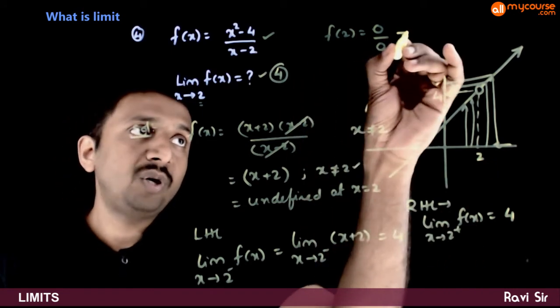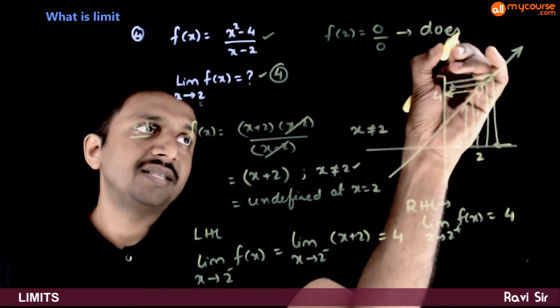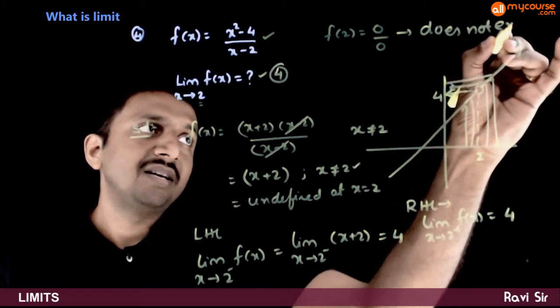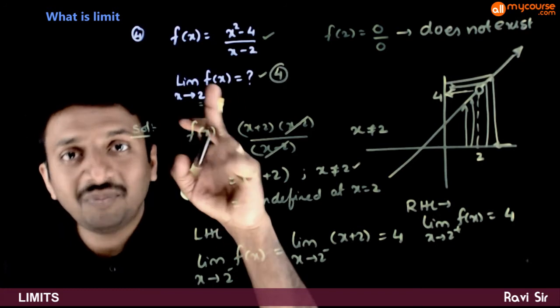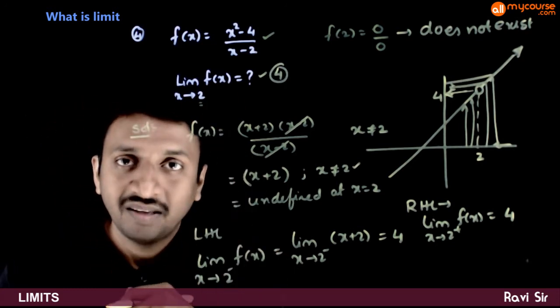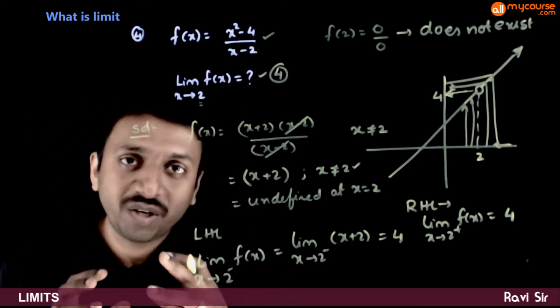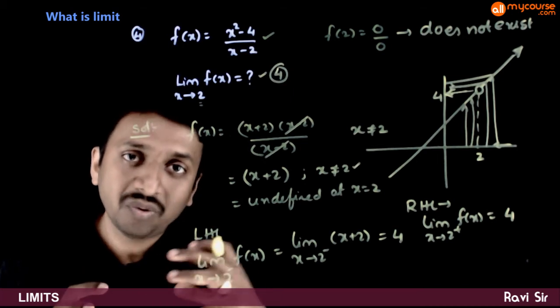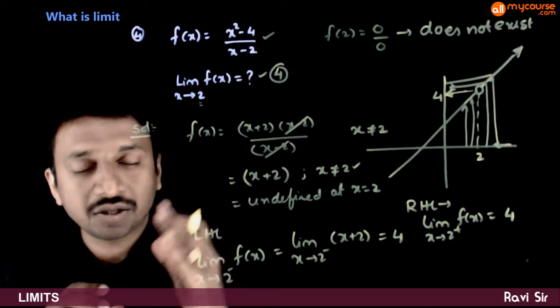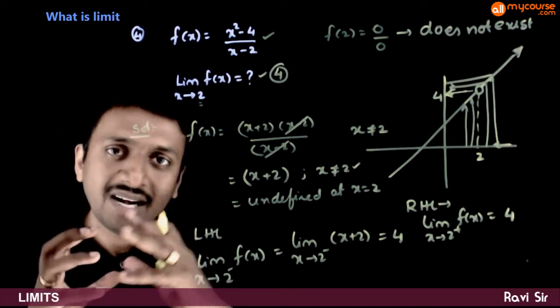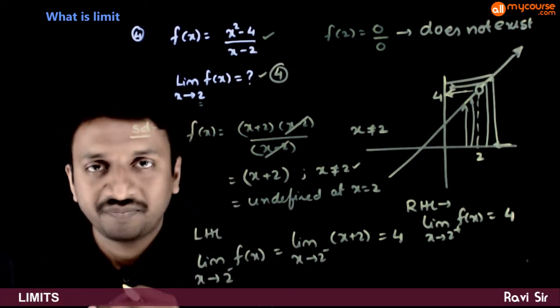So this is a case when f of 2 does not exist. That is, the functional value does not exist, but the limit value exists. So I hope you are understanding the difference between the functional value and the value of limit, and within the calculation of limit, the right hand limit and the left hand limit.